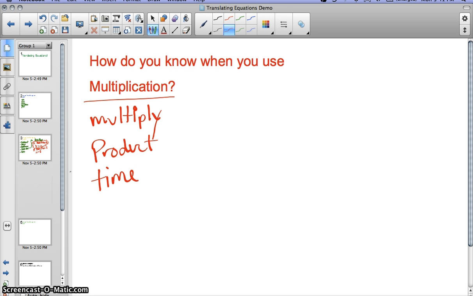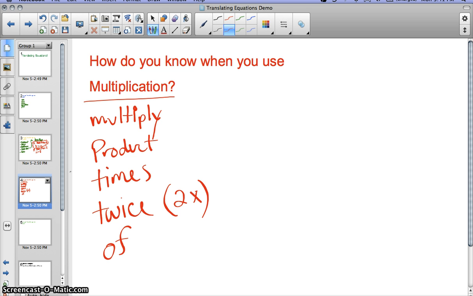Times. You could also see this is a specific one, but twice. Okay, that means 2 times. Another one you have to be careful with is of. I'm going to put a little star next to it because when we're dealing with ratios and proportion, of is a huge multiplication word. But you got to be careful when you're looking at word problems because sometimes it's not always multiplication. Sometimes it's just the word of. So be careful, know when to use it, and know when not to use it.